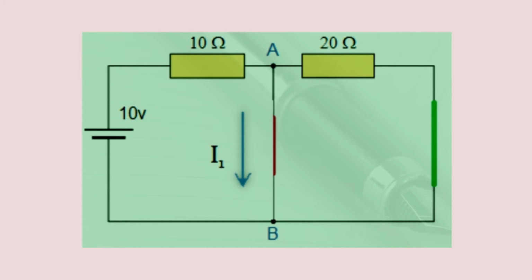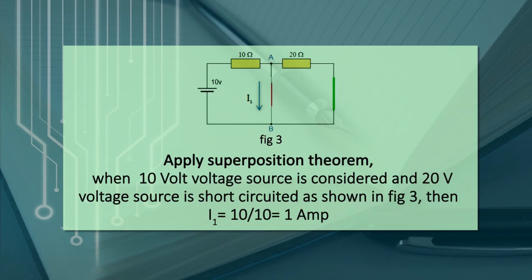So what will be the value of this current I1? I1 is equal to 10 volt divided by 10 ohm resistance. So I1 is equal to 10 divided by 10, that is 1 ampere current.